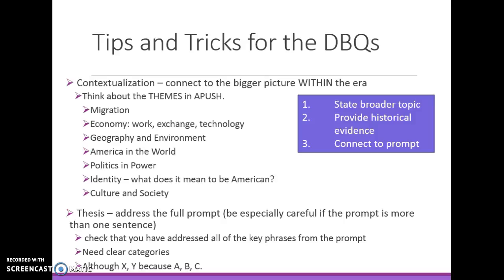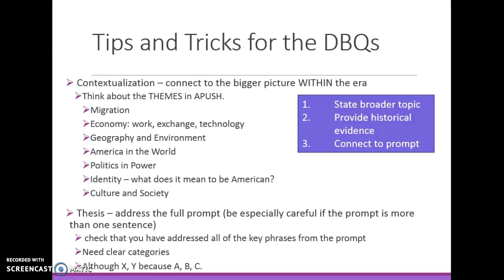America in the world is basically foreign policy. What's the United States' role in world events? Definitely during the 1920s, you could talk about how we returned to isolationism, that we don't join the League of Nations, and we reject the Treaty of Versailles. Excellent, good topic to connect that to.